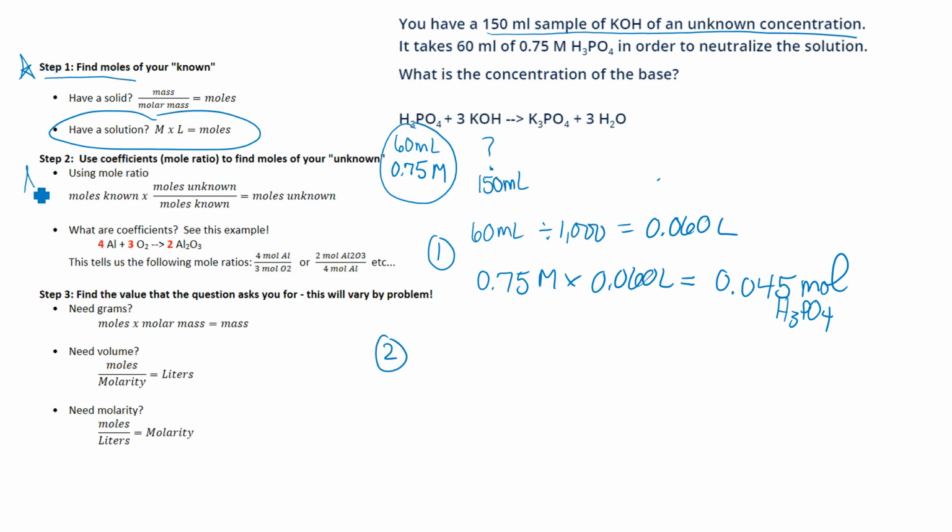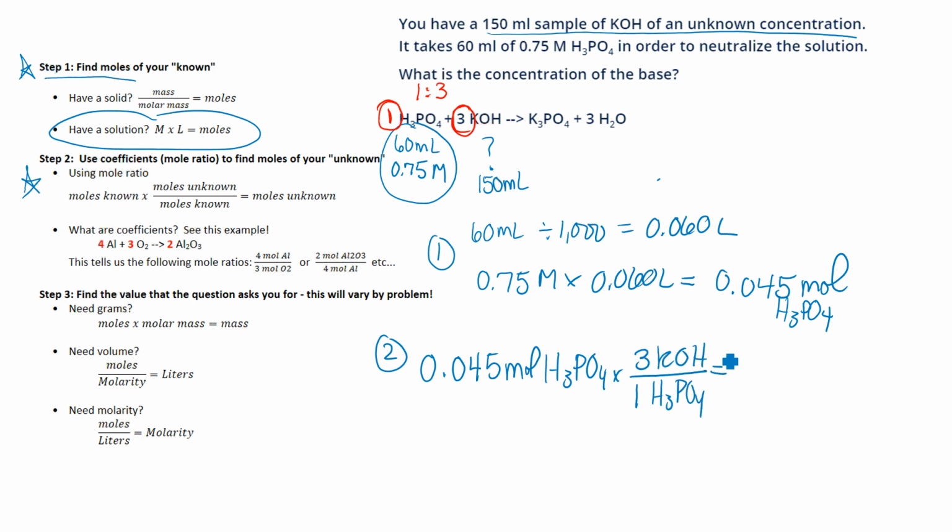Okay, now we're on to step two. I'm going to look at my balanced chemical equation for the mole ratio. The mole ratio tells me that for every 3 KOHs, I react 1 H3PO4. They react in a 1-to-3 ratio. So that's the info I'm going to use. If I had 0.045 moles of H3PO4, it takes 1 H3PO4 for every 3 KOHs. So that means I had 3 times as much KOH. So 0.135, that's how many moles of KOH must have been in my sample.